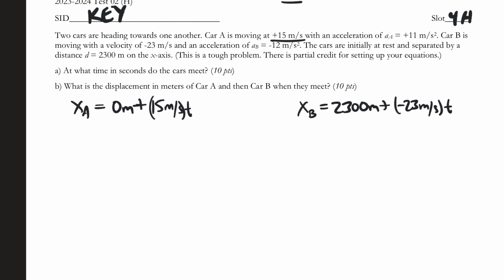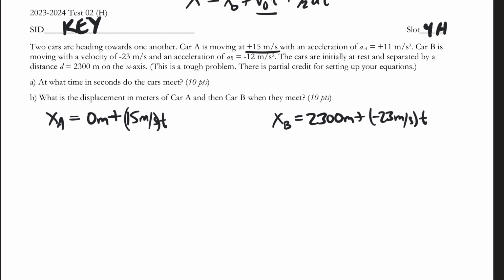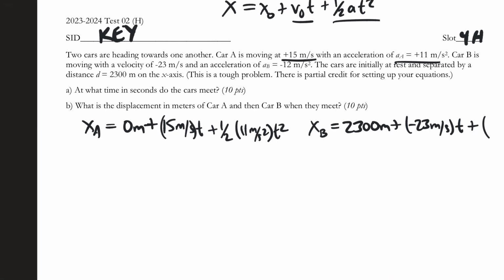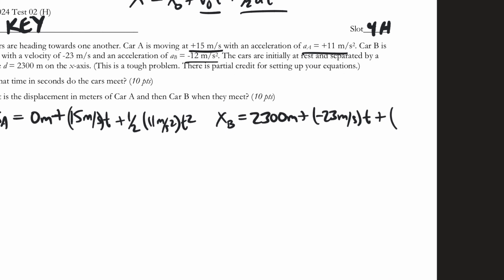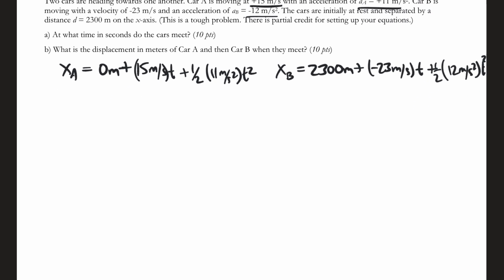A really wonderful question would be to ask, what's the closest they ever get to each other if they don't actually collide? I think you would need calculus for that. But anyway, and then acceleration: plus 1/2, acceleration of A is 11 meters per second squared times t squared, and for B it's -12 meters per second. So, I forgot my 1/2. 1/2, 12 meters per second squared times t squared. Okay, cool. So there you go.